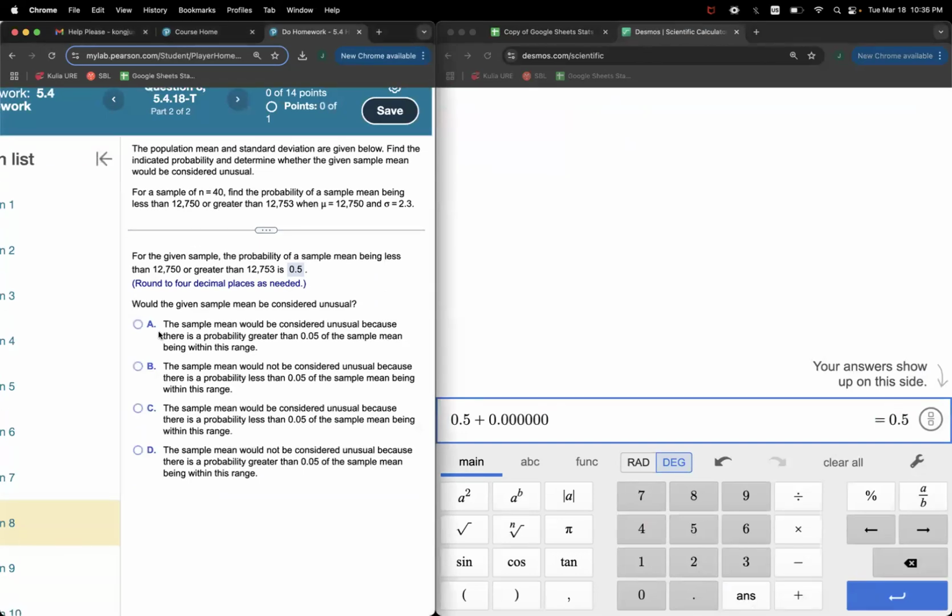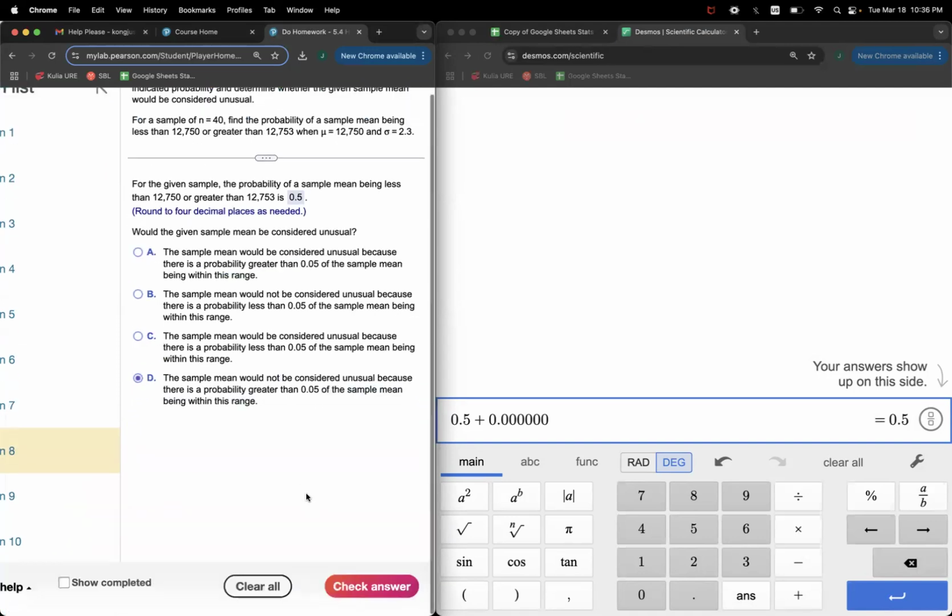Would the given sample mean be considered unusual? No, it's not unusual to be less than 12,750 or greater than 12,753, because 0.5 is a large probability. It's bigger than 0.05, so it's not unusual. So that's one.